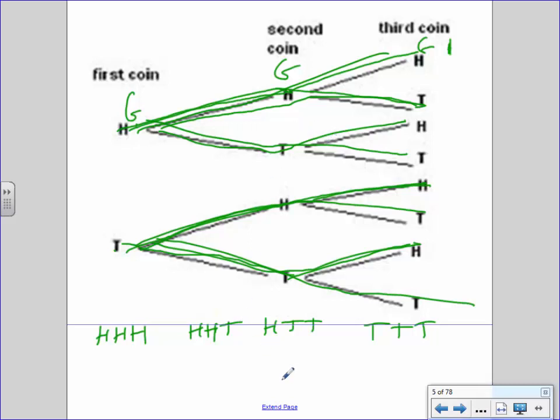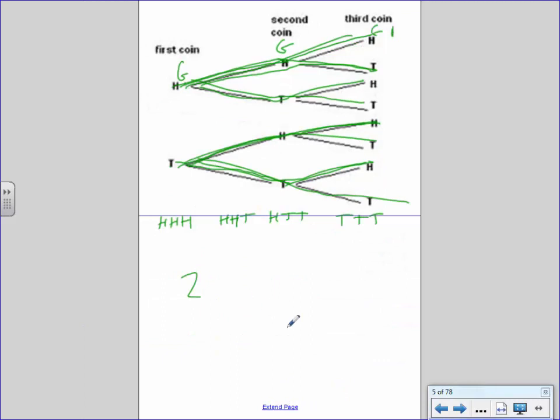Because really, the way this works is that the first time you have a kid, there's 2 possibilities. The second time you have a kid, there's 2 possibilities. The third time you have a kid, there's 2 possibilities. And when you multiply 2 by 2 by 2, there are 8 ways for that to exist. That's kind of what we're going to be doing in this section. Does that make sense? The math is basically just multiplying and adding or looking at a diagram.